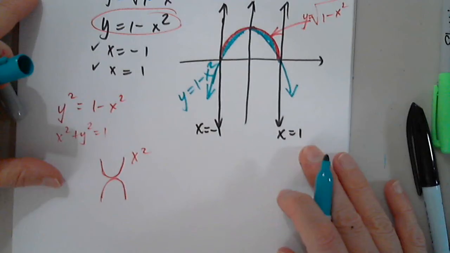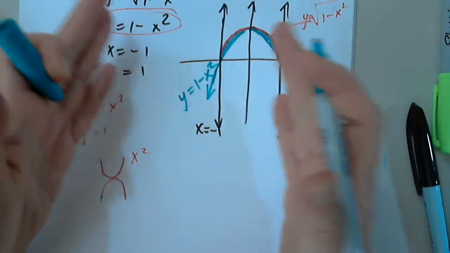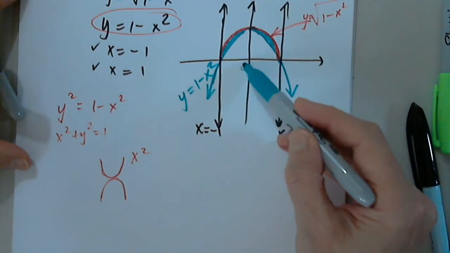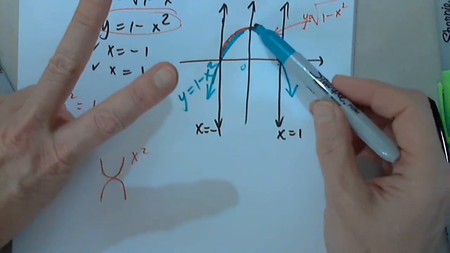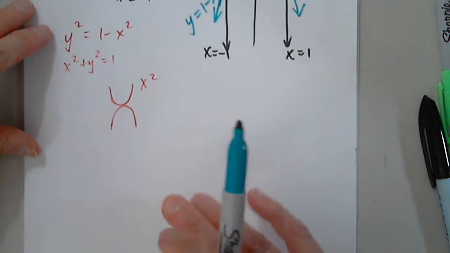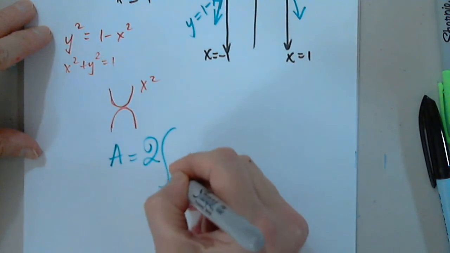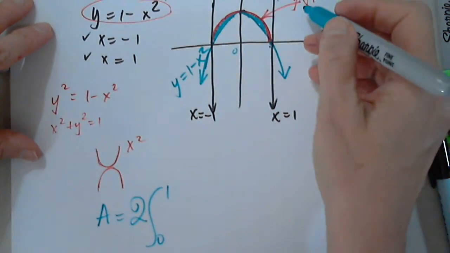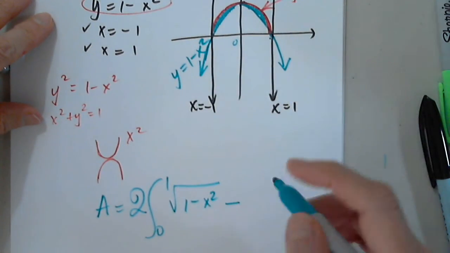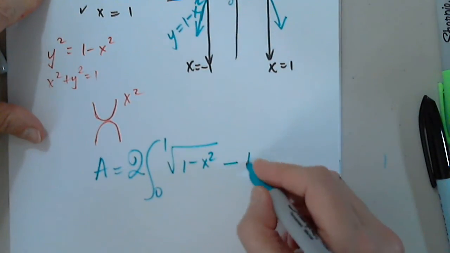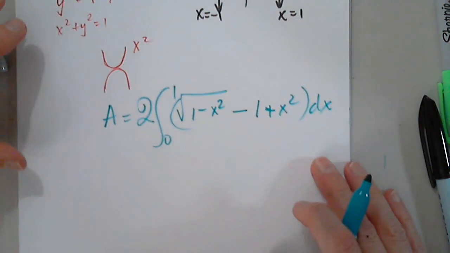And this is the area. Since it's even, the graph is symmetric, I'm going to determine the integral from 0 to 1 and multiply it by 2, from the upper minus the lower. So the area is twice the integral from 0 to 1 from the upper, which is the square root of 1 minus x squared, minus the lower, which is 1 plus x squared dx.